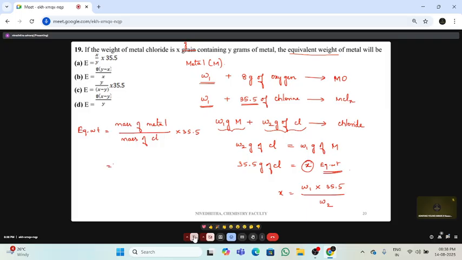So what is the mass of metal in this given question? Y gram. What is the mass of chlorine? See, the total weight of metal chloride is X, and in that the mass of metal itself is Y. So what will be the weight of chlorine then? X minus Y, right? So Y divided by X minus Y, into 35.5, is the equivalent weight of the metal. So obviously the answer is option C. That's it, Kana.